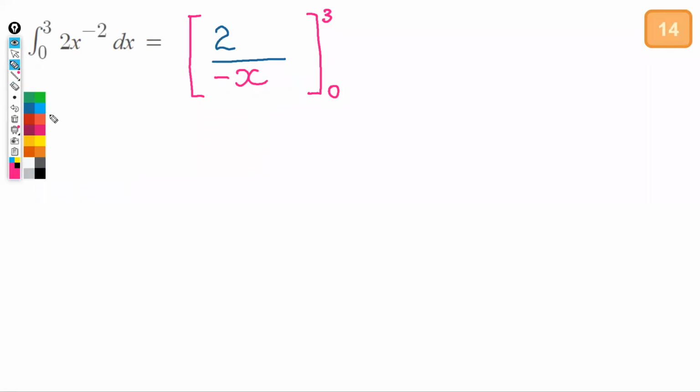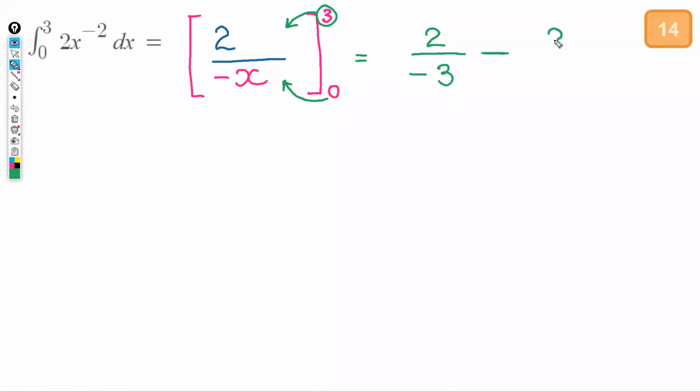So what we're going to do now is throw the 3 in. By throw the 3 in, I mean replace all the x's with 3. Then replace all the x's with 0. And let's see what we get. So you're going to get 2 divided by x. You replace the x here with 3. You must put a minus sign after. And then 2 divided by -0.